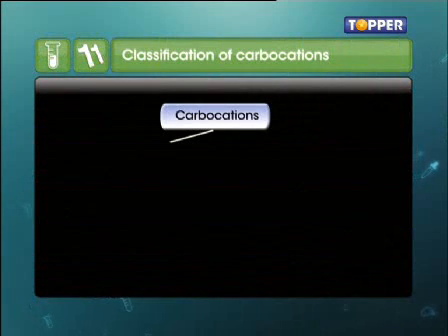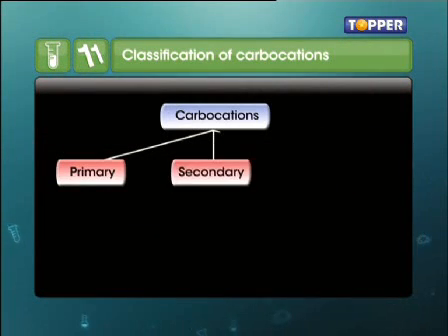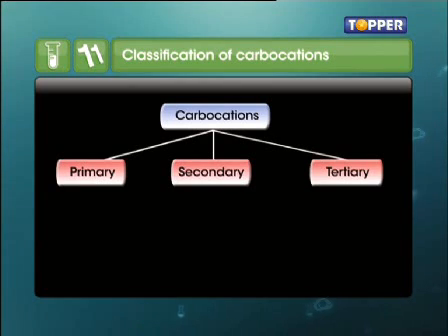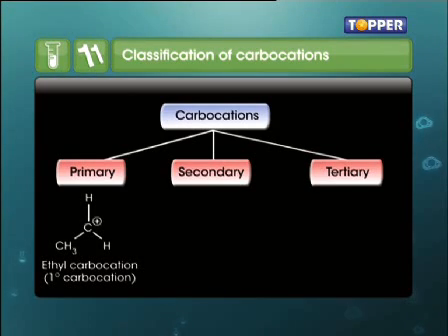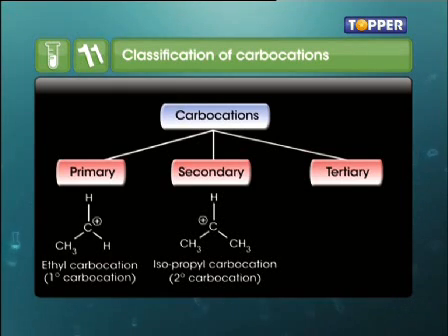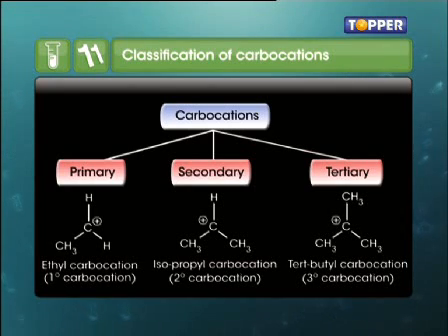Let us now study the classification of carbocations. Carbocations can be classified as primary, secondary and tertiary depending upon whether 1, 2 or 3 carbons are directly attached to the positively charged carbon. Ethyl carbocation is a primary carbocation. Isopropyl carbocation is a secondary carbocation and tertiary butyl carbocation is a tertiary carbocation.